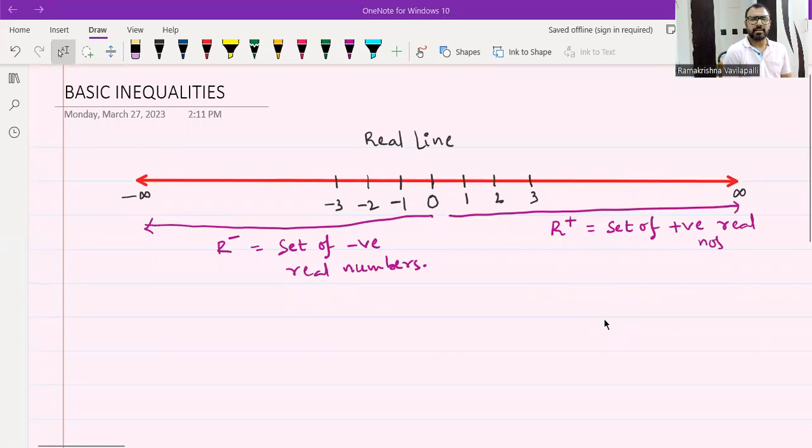So we can write that R equals R minus union the set {0} union R plus. Now I'm going to explain how we define inequalities, what the inequalities are, and what the algebraic operations on basic inequalities are.